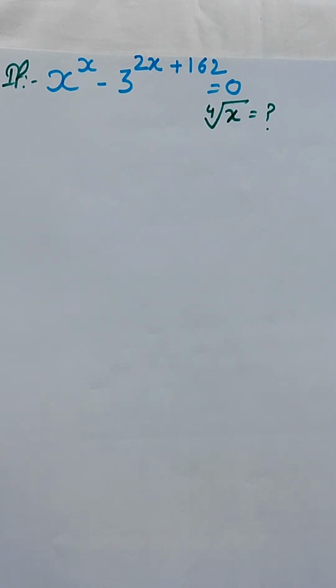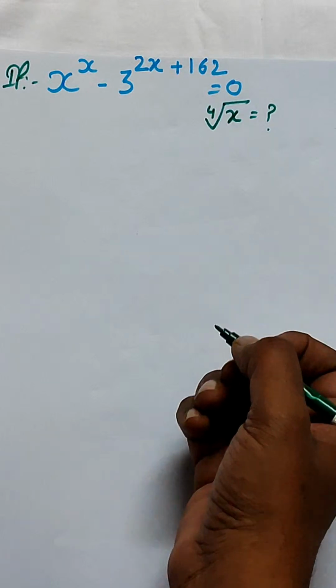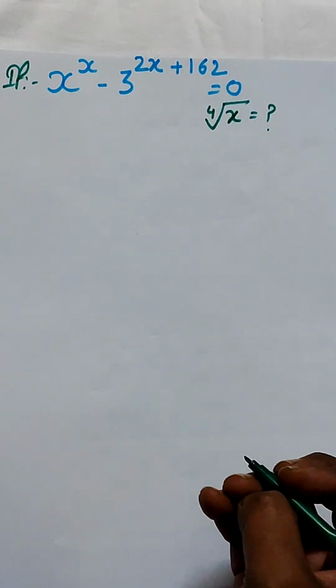Good morning, students. So today we will see the explanation of our sorts of power and exponents, where we will look to solve this question. Here we have the question given as x to the power x minus 3 power 2x plus 162 equal to 0. Right. So let us solve this.